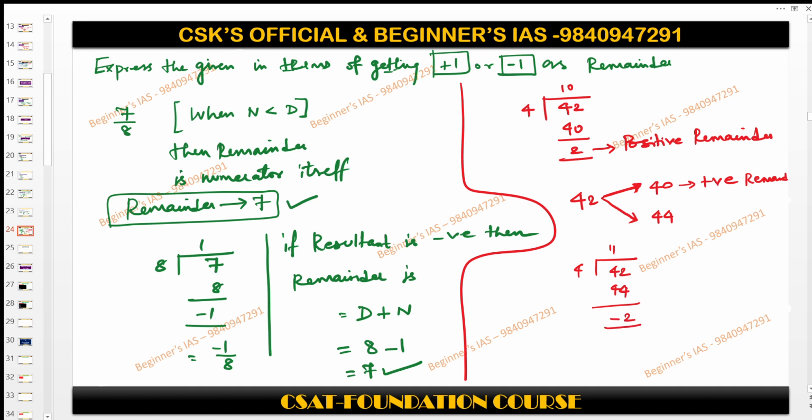Listen, you should not say -2 is the answer. You should get +2 as the remainder. So in this case, what will you do? Actually, what you got here, use this method.